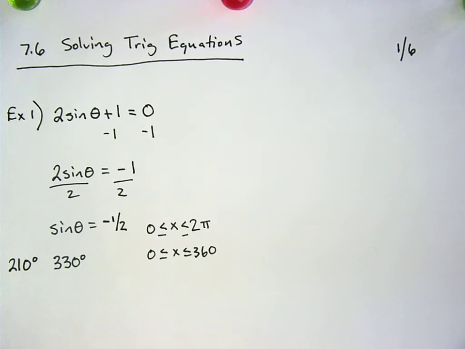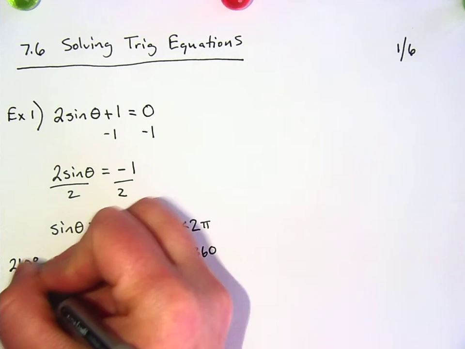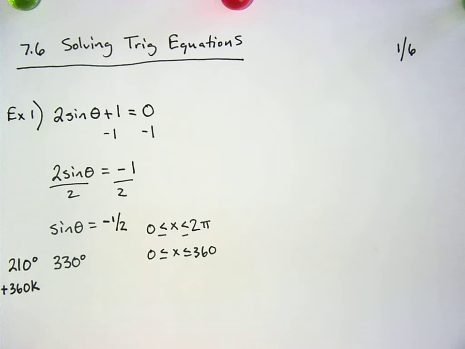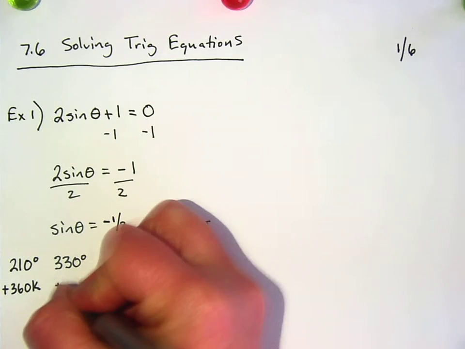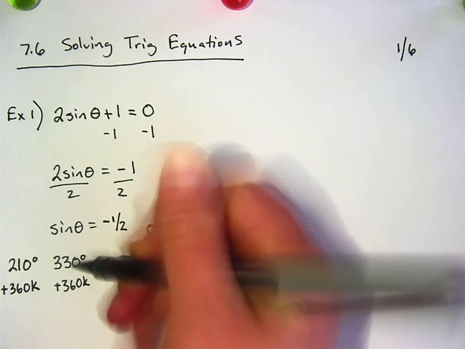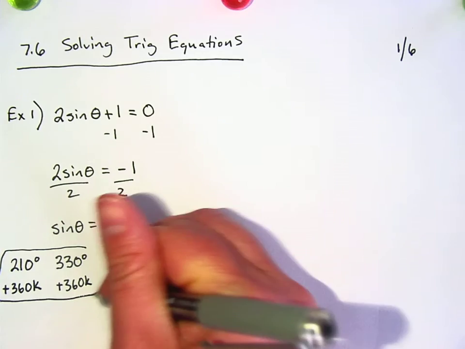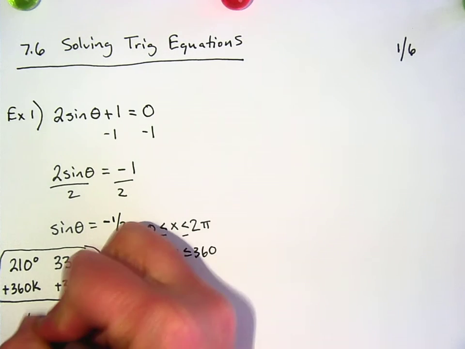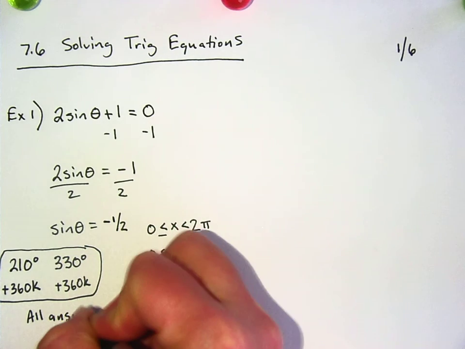But are these all the answers completely? No, because the unit circle keeps going, right? So what you could do is you would say 210 degrees plus 360k. That means that you can add 360 or subtract 360, and that would also be an answer, as many times as you want. Same thing here, plus 360k. So it really depends on if the problem only wants answers between 0 and 360, or if they're saying they want all answers. So this is what it would look like if they wanted all answers.